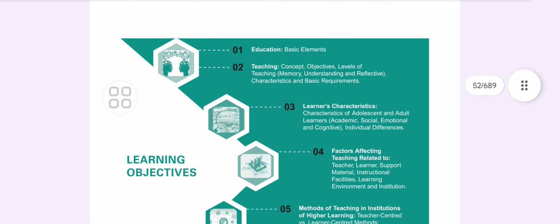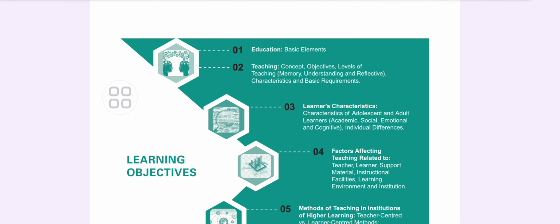What will we learn today? What is education, and what are the concepts? There are 3 concepts which we have taken into consideration. What are they? Memory level, understanding level and reflective level. We will do this in greater detail. The learner's characteristics also, like the characteristics of adolescent and adult learners: academic, social, emotional and cognitive.